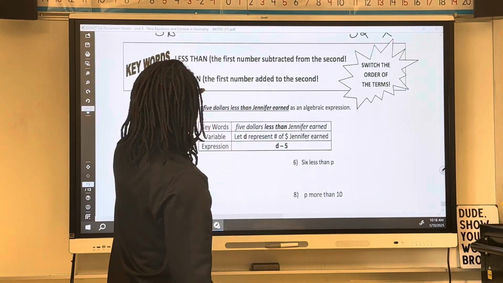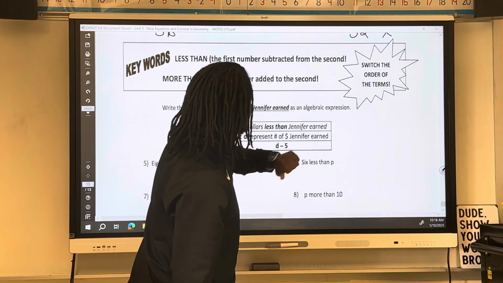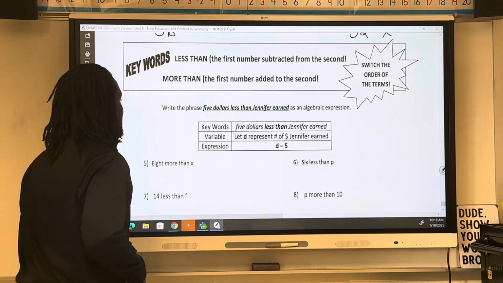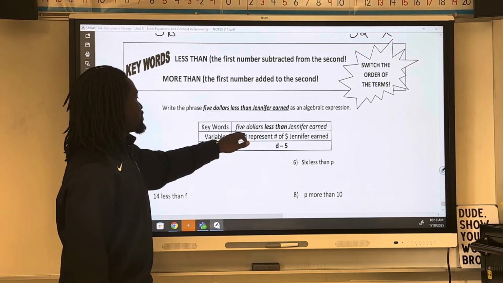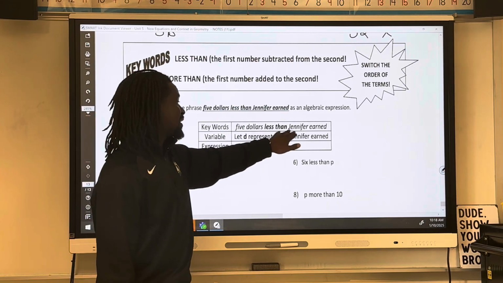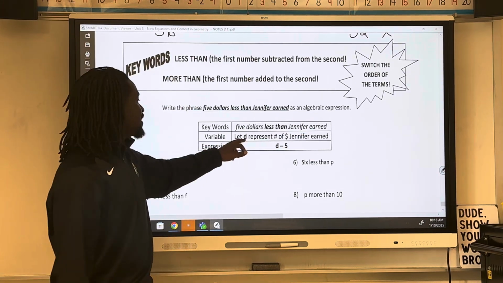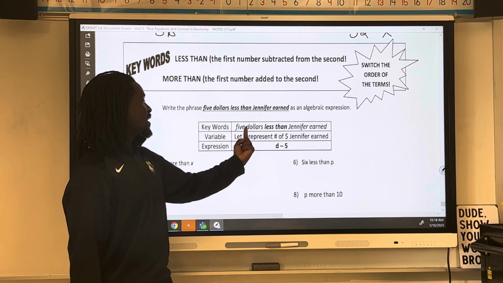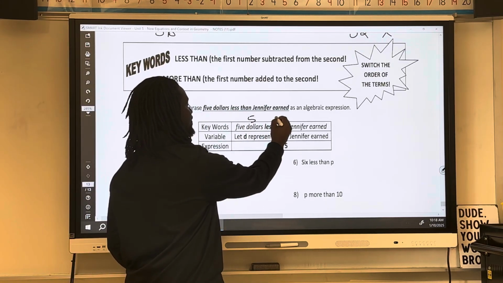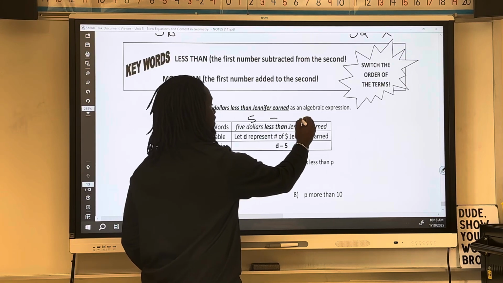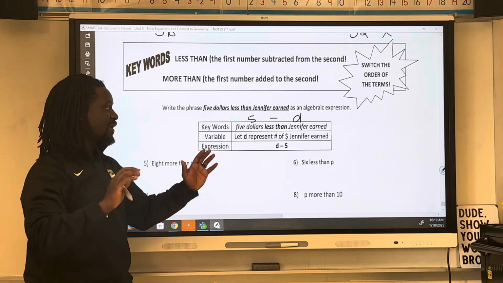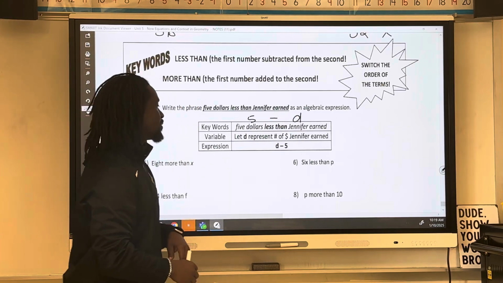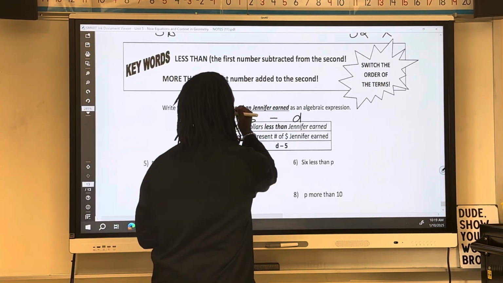All right. So less than, the first number is subtracted from. More than, the first number is added to the second. Another example here is $5 less than Jennifer earned. If D represents how much money she's earned, again, it's not going to be 5 less than minus D. No, that's not right. Again, less than, we have to switch it. We have to take 5 away from D. So it's D minus 5.